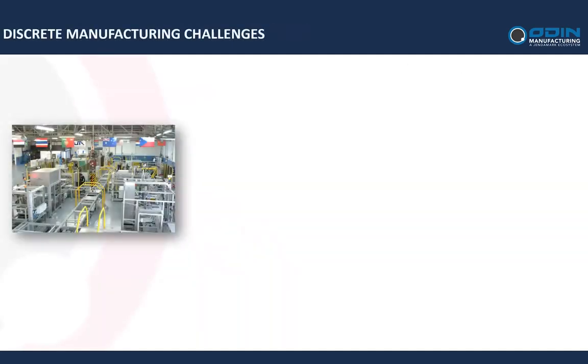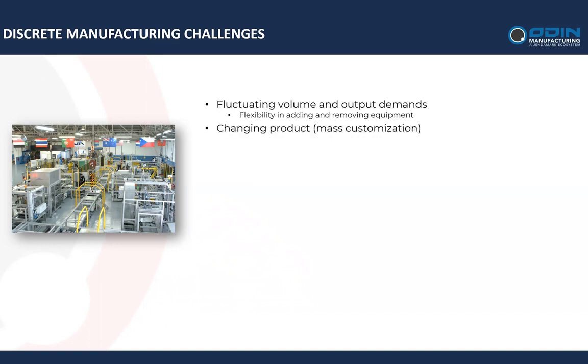So let's just talk about some of the challenges that complex discrete manufacturers face. So one of the biggest ones is this fluctuating volume and output demands. And this is beyond the typical ramp up, ramp down cycle. This is where, as we experienced during COVID, an interruption where things had to stop, volumes were really low, and then actually demand was far higher than what was originally anticipated. And so what was actually needed was flexibility in the production lines to add equipment and potentially remove equipment to make it always run at an optimal level.